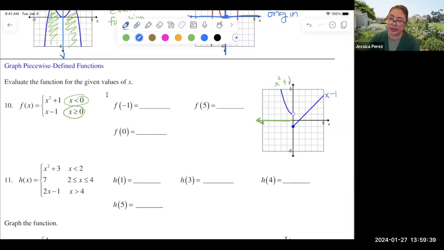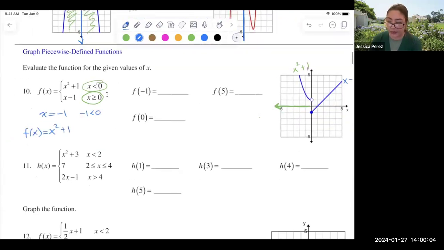So the first thing that they want us to do is evaluate f of -1. So they're saying x is -1. Where does that live? On the top function or on the bottom? Where do you have to plug it in? Well, we know -1 is less than 0. So we're going to substitute it into f of x equals x squared plus 1. You can only plug it into that one because that's where it lives. So f of -1 is going to be -1 squared plus 1, which is 1 plus 1, and that's equal to 2. So 2 is my answer.